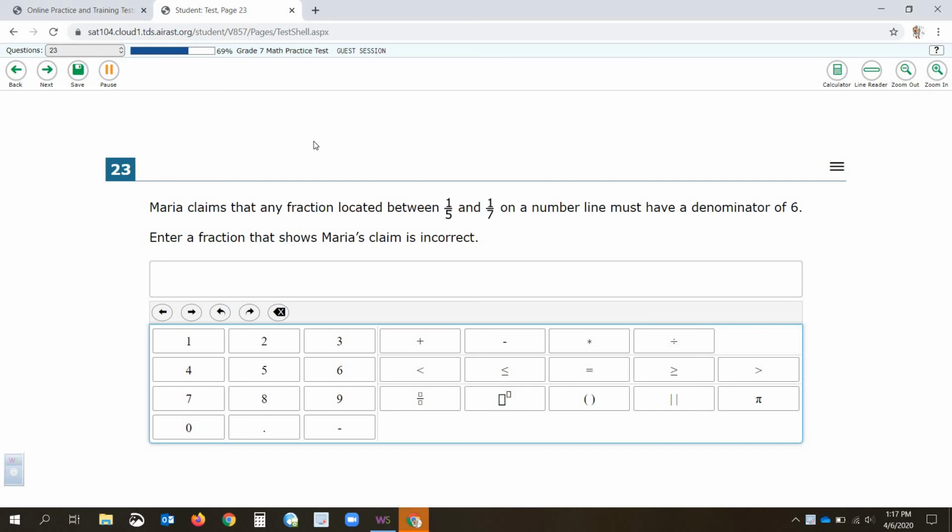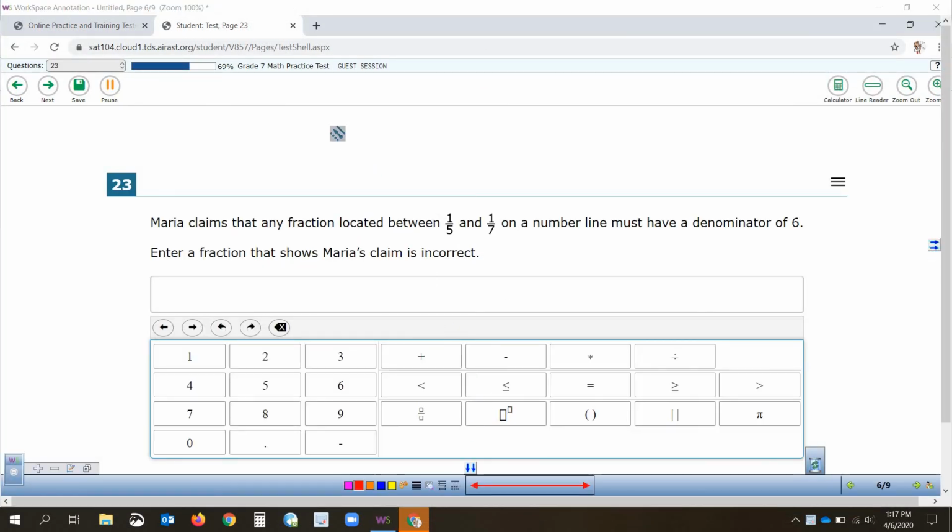We have worked our way up to number 23, so let's go ahead and dive right in. It says Maria claims that any fraction located between 1/5 and 1/7 on the number line must have a denominator of 6. Enter a fraction that shows that Maria's claim is incorrect.